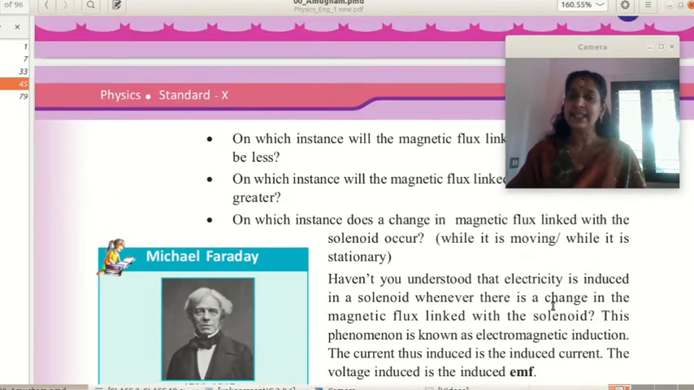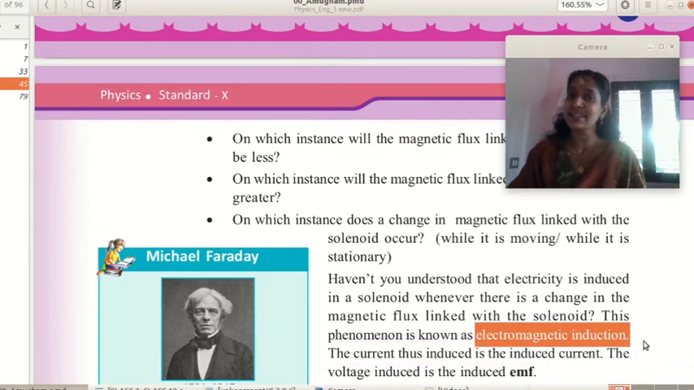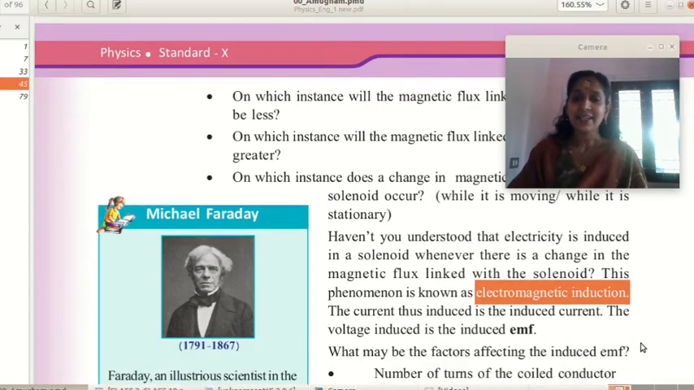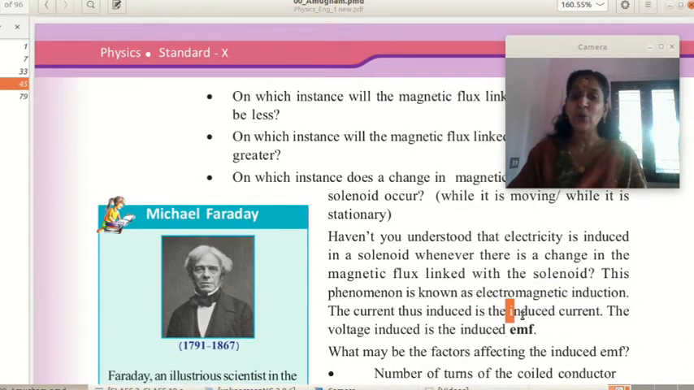We can say this phenomenon is electromagnetic induction. The current thus induced is called induced current. We already said that an induced EMF is induced there. The voltage that is induced there is called induced EMF.